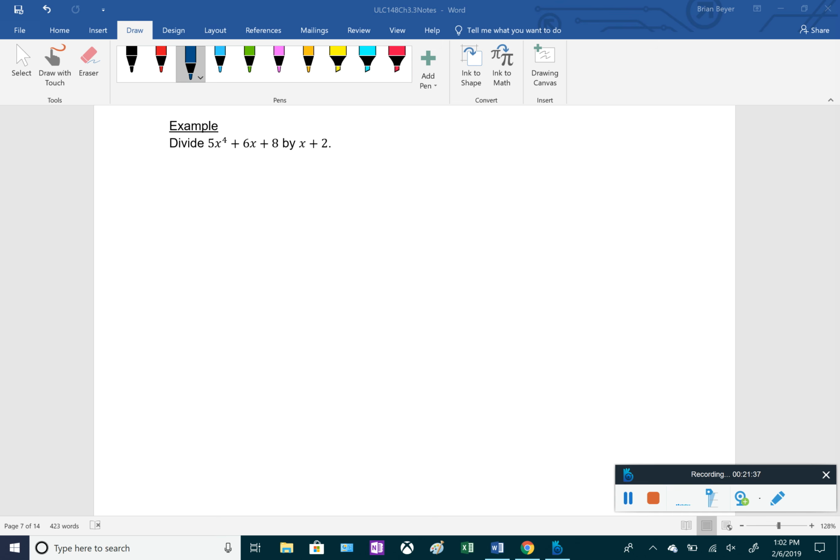So let's divide 5x to the 4th plus 6x plus 8 by x plus 2. So this is in the form x minus c. The c here is negative 2, so it's just the opposite of what you're looking at. So even though it says x plus 2, its c value is negative 2. So setting this up, we take the c value, box it in. We're going to write the coefficients of the dividend. It starts with the 4th degree. It's missing the 3rd and 2nd degree, so we need zeros in there for it. And then 6, and then 8.